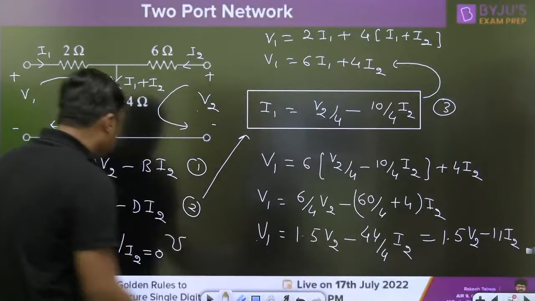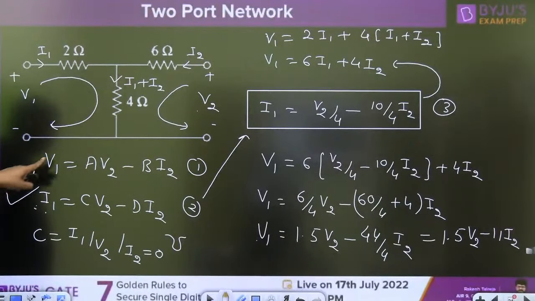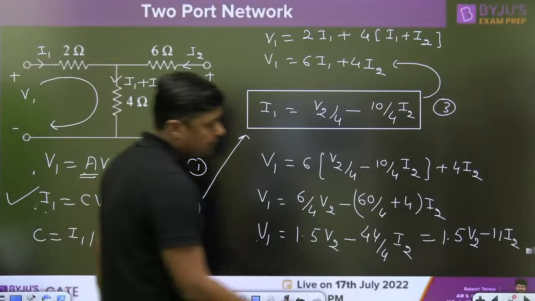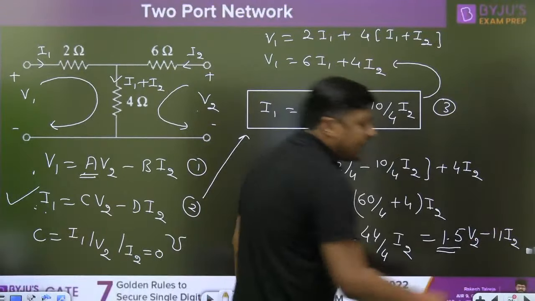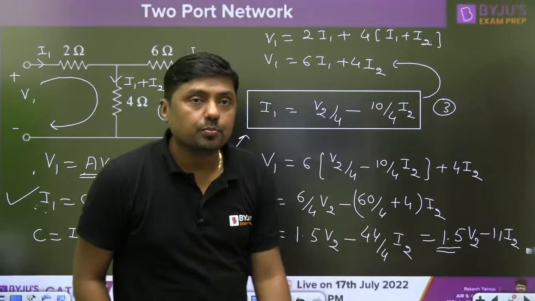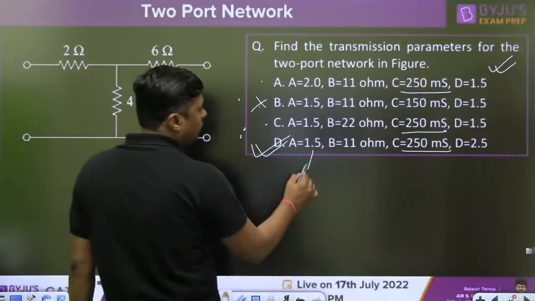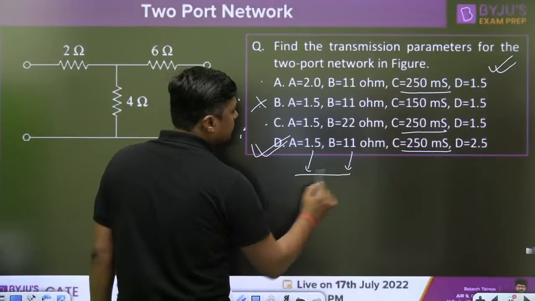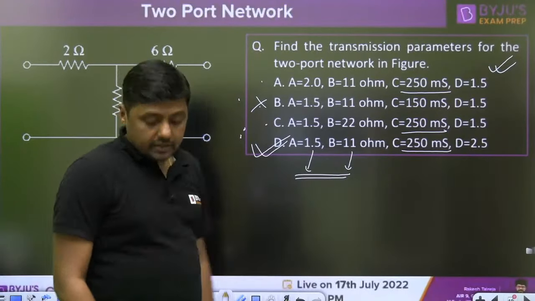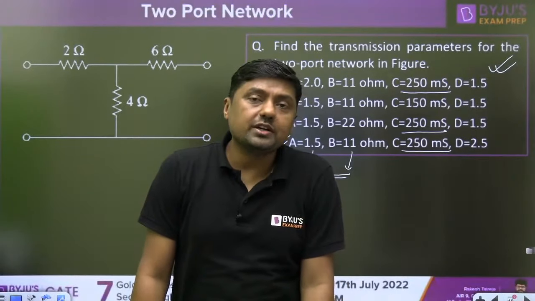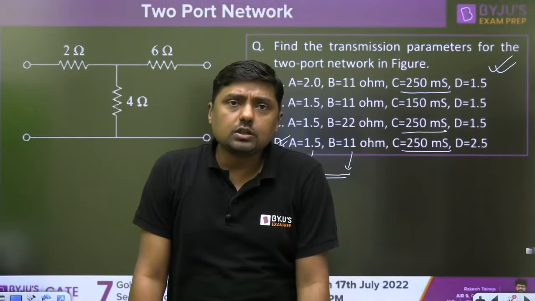Compare this equation with what? First equation. When I am comparing, A becomes 1.5 and B becomes 11. So A we have already got as 1.5 and B is 11. Now what is the second method, my dear students? The second method is very easy.